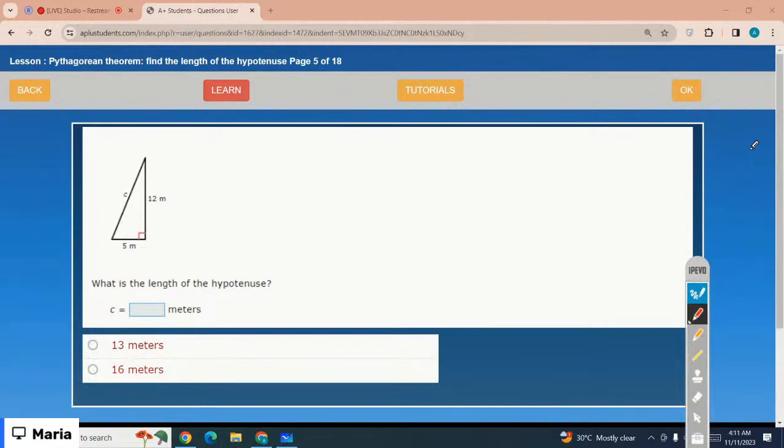Okay, the next one is, what is the length of the hypotenuse? So how do you calculate the length? Just apply the Pythagorean theorem. So which is the correct option? Yes, very good. The correct option is 13 meters. Option number 1 is the correct option.